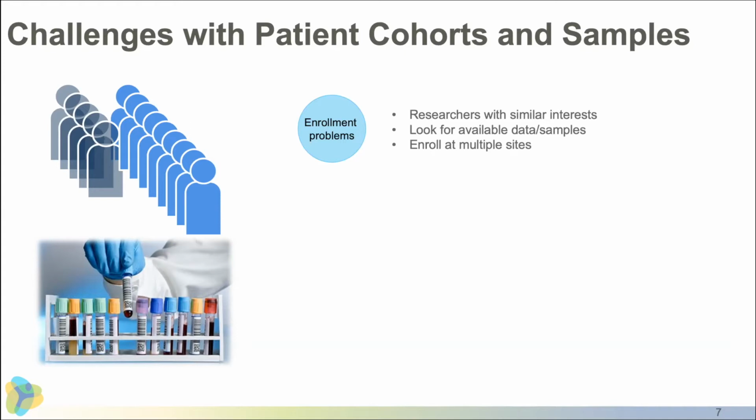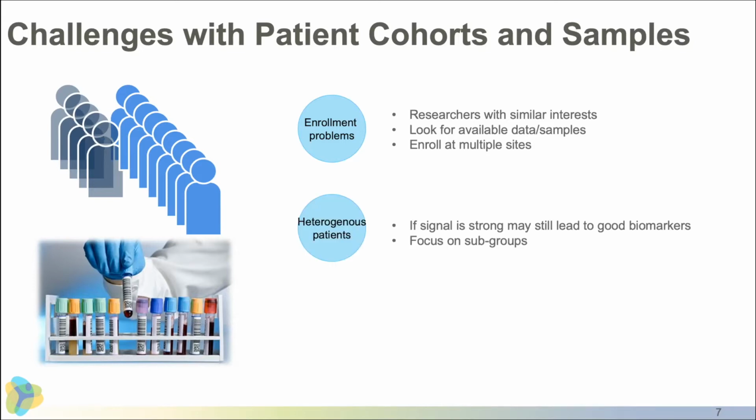The other thing is, once you decide to enroll yourself, you may realize that the center you have access to doesn't have enough patients, so you have to enroll at multiple sites. Enrolling at multiple sites is also important when it comes to replication, because you want to make sure that the biomarker you're developing applies to a wide range of patients.